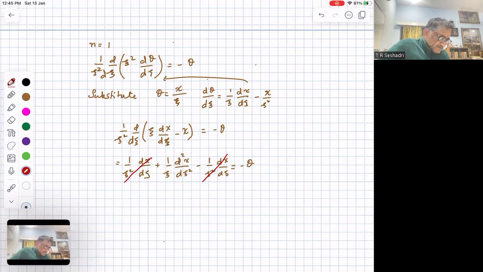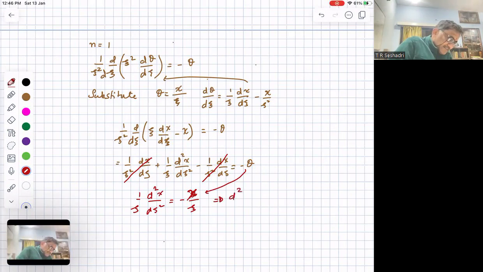These two cancel out. What have I done? Cancel out. And then I will write this as 1 by xi d2 chi by d xi square is equal to, I will substitute it back as this thing. Oh, sorry. And so this implies that d2 chi by d xi square equals minus chi. Do you recognize this equation?